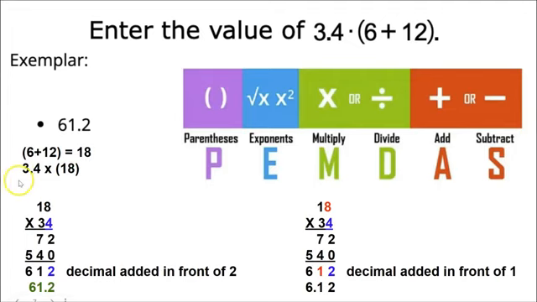And from there, you have 3.4 times 18. And so when you're dealing with decimals and multiplying by a whole number, what makes things a little bit easier is if you just multiply the two numbers without including the decimal.